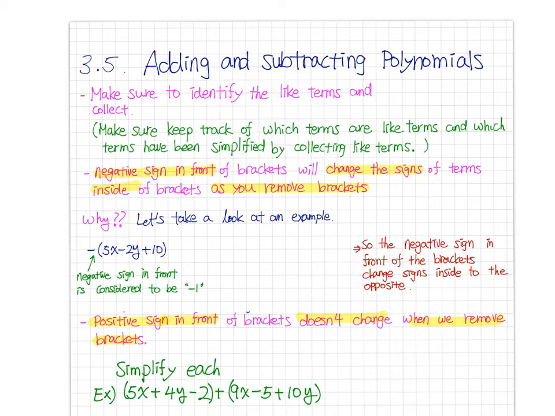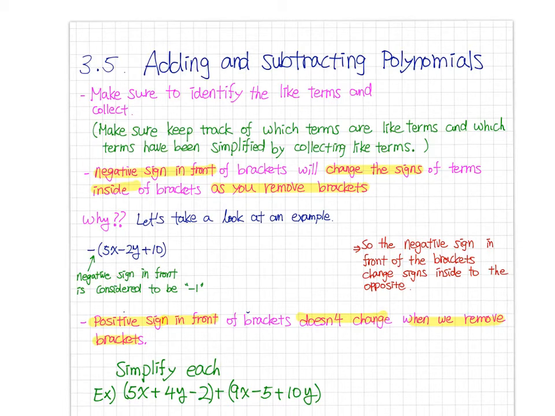Okay, so as I said up here, make sure to identify the like terms and collect. That's what your goal is for adding and subtracting polynomials. And when you're doing so, please cross them, as I said before, because you will deal with a lot of things. So it is better for you to cross as you collect the like terms, so that you won't get confused later on. Now, an important reminder again is that the negative sign in front of the brackets will change the signs of the terms inside of the brackets as you expand or remove the brackets.